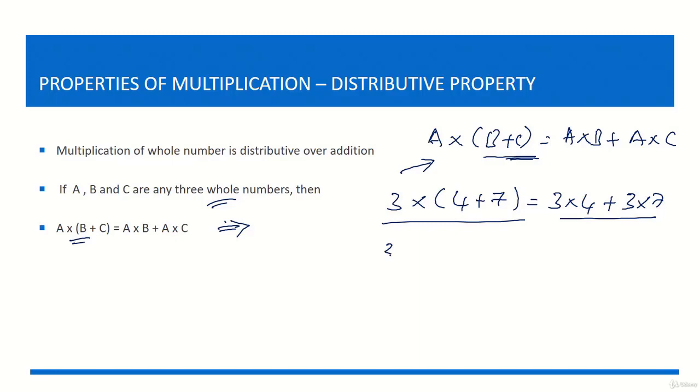Let us check out 3 into 7 plus 4, that is 11. 11 threes are 33. Now we check 4 threes are 12 plus 7 threes are 21. If you add, you are going to get 33 itself. This is the distributive property. It's a very important property, which we use to solve problems based on it.